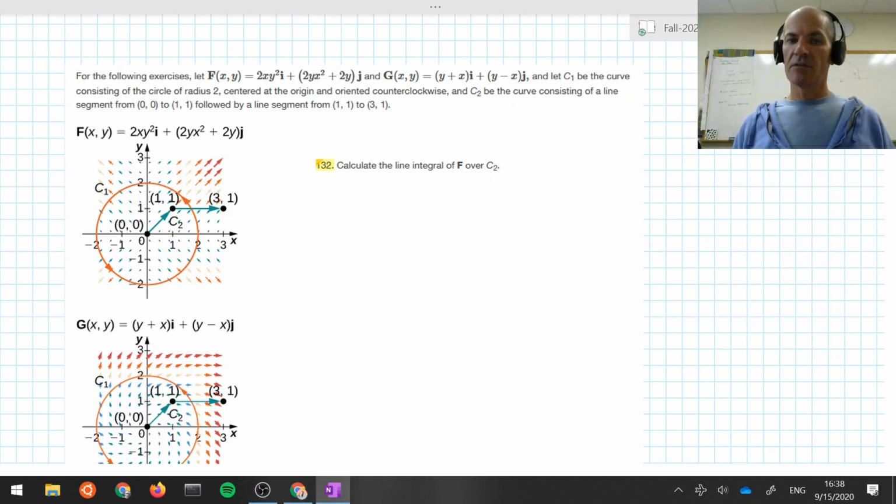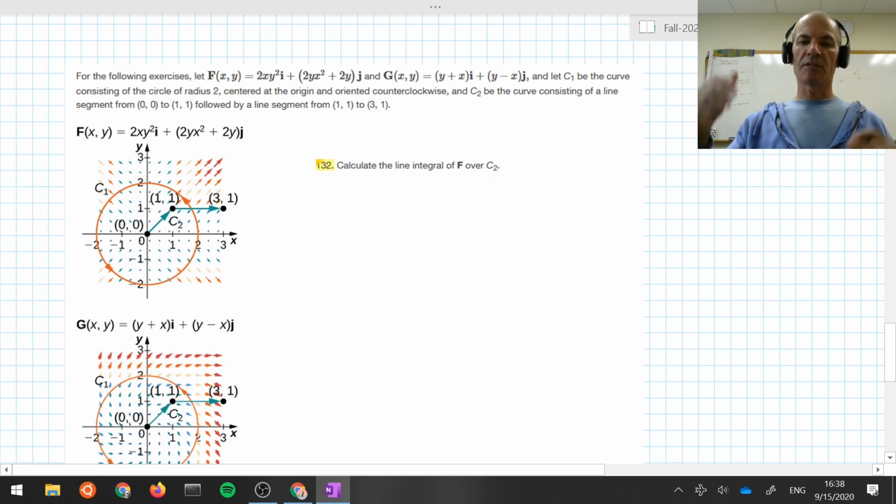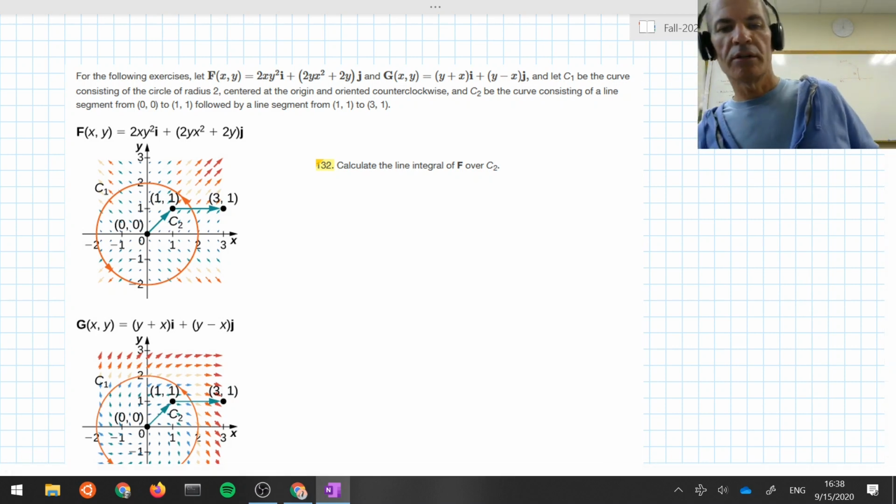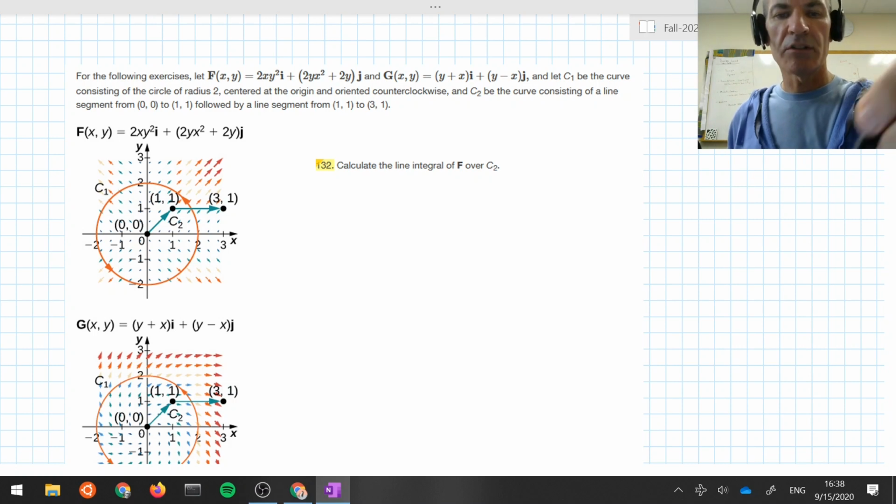Our hope is that this is a conservative vector field. Why is that our hope? Because then I don't care about these two line segments. It's independent of path. I can just start here, end here, take the endpoint, plug it in, starting point, plug it in, and subtract. So let's see if F is conservative. Let's hope that F is conservative.